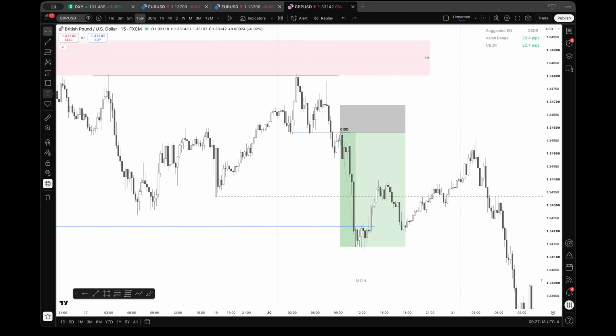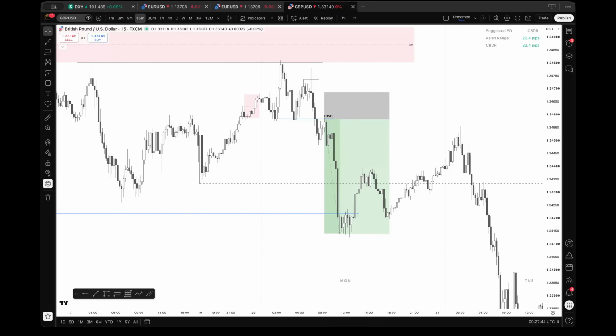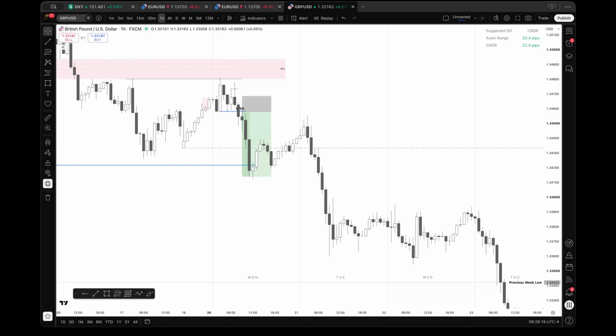So we have accumulation in Asia, like so. In London, we have the manipulation. We get another sweep of the highs here. And then we get the change in state and distribution. Now let's give another example. So let's have a look.